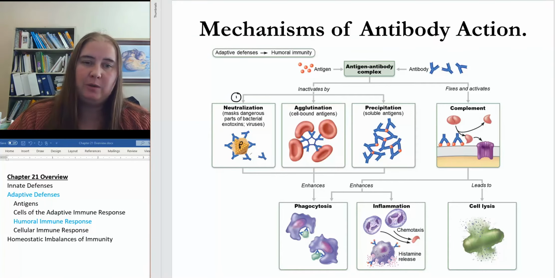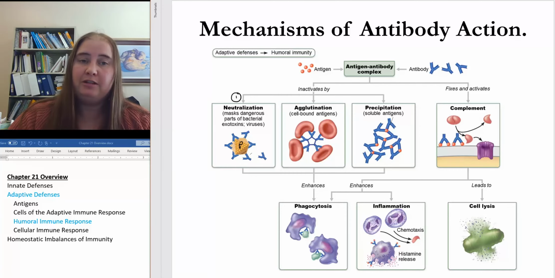And the last one is precipitation. So these antigen-antibody complexes can actually come together and form a much larger mass. This larger mass becomes a signal for our phagocytic cells to come along and phagocytize. So all 3 of these consequences of antigen-antibody complexes will trigger phagocytosis.